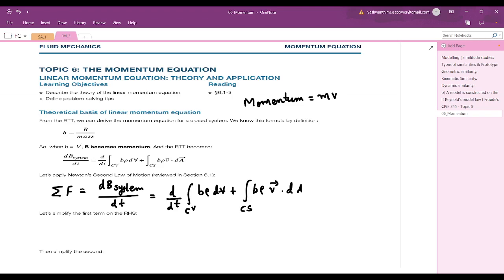So this momentum equation can be stated as: the resultant force acting on a control volume is equal to the time rate of increase of linear momentum within the control volume plus the net efflux of linear momentum from the control surface. Let me write that statement.